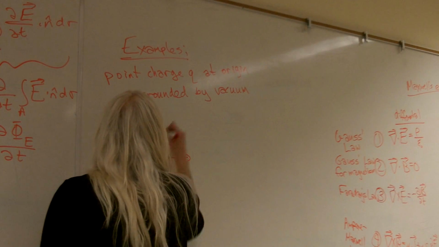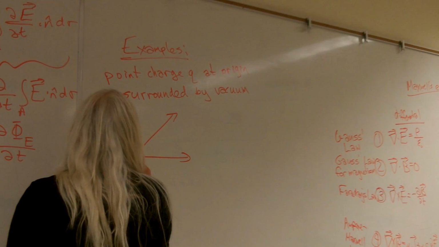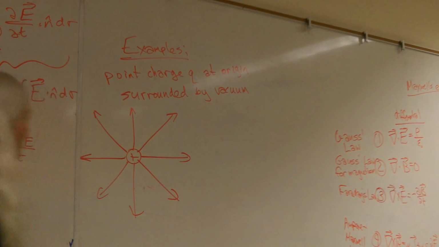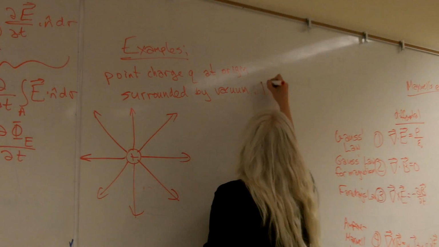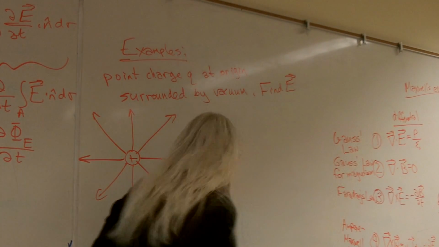Well, the way we usually describe this in introductory physics is that we say you kind of have to know the direction of the electric field. What I'm going to do here is find the electric field set up like this, and of course, we're going to use Gauss's law to do that.